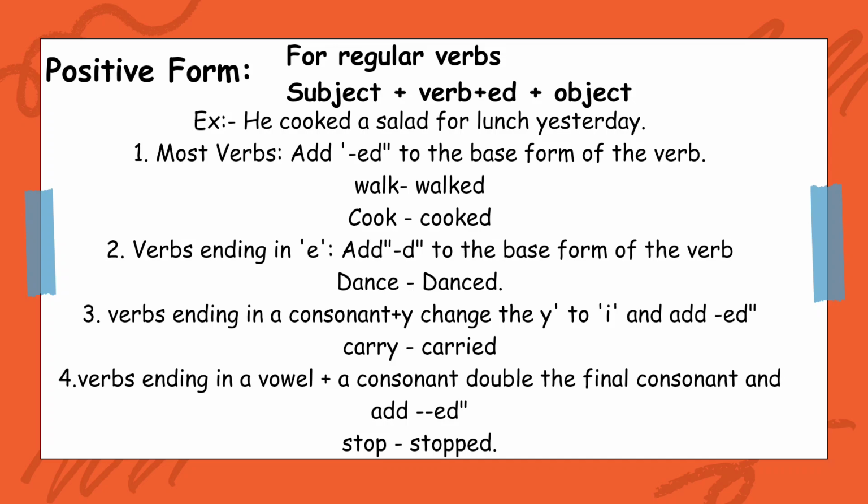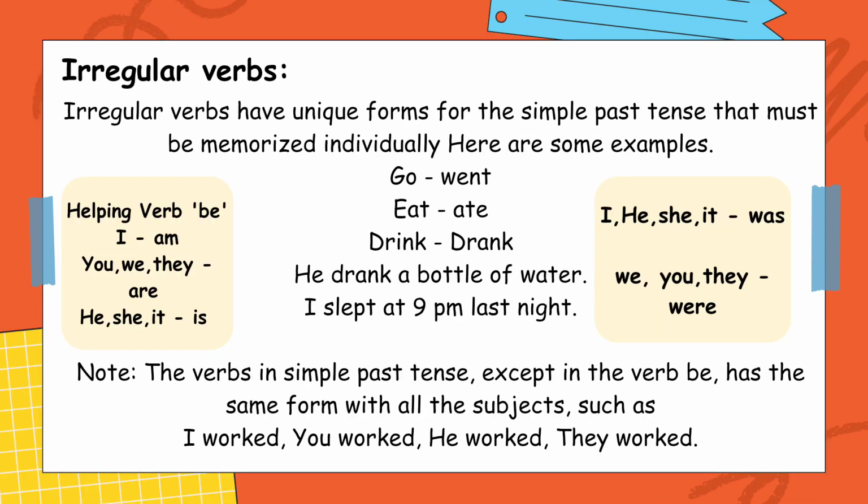Stop, stopped. Irregular verbs. Irregular verbs have unique forms for the simple past tense that must be memorized individually. Here are some examples: go, went; eat, ate; drink, drank. Example: he drank a bottle of water. I slept at 9 p.m. last night.